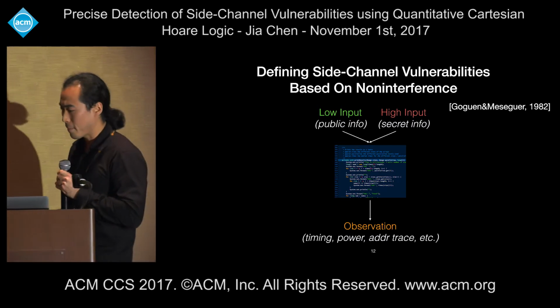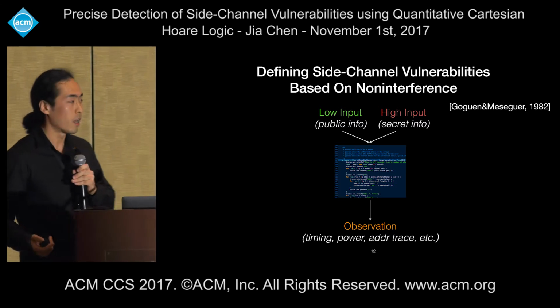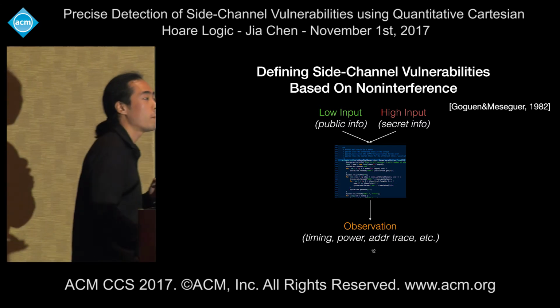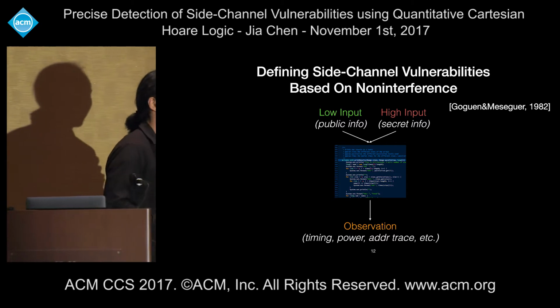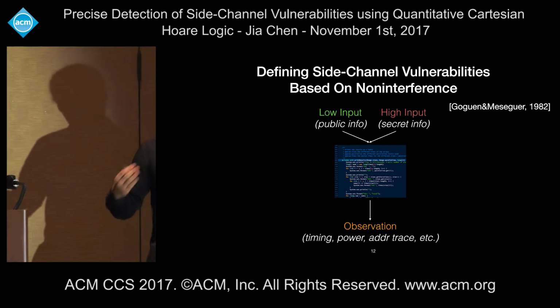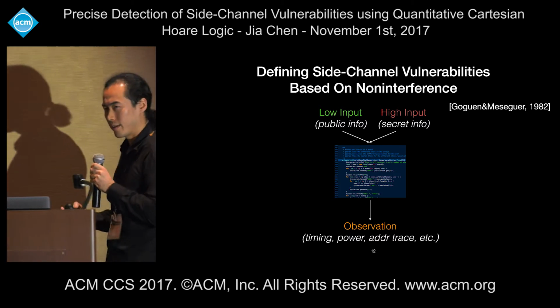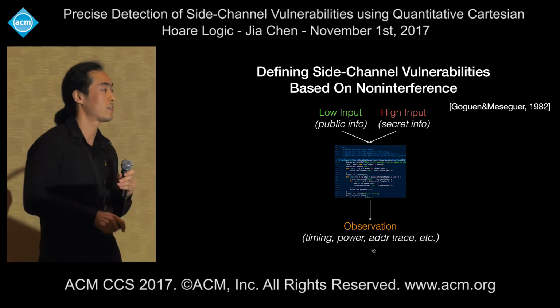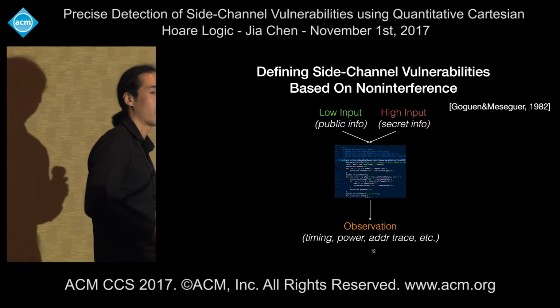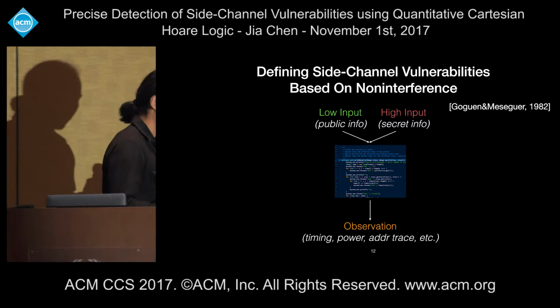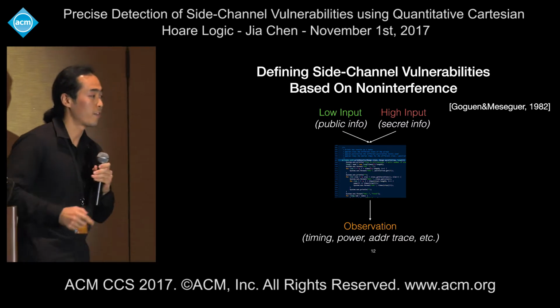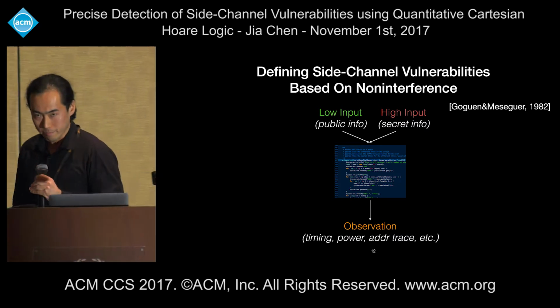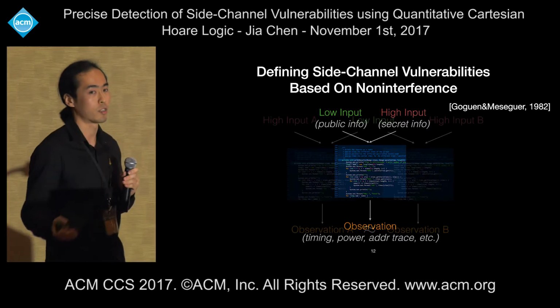Now, if we take this program and execute it twice by feeding it the same low input and different high input, we should be able to get two different observations. The reason why a program has a side channel vulnerability is because the attacker can learn something about the high input by relating the difference in observations to the difference of the high input. So if we want the program to be safe, we need the observations to be roughly the same as each other, regardless of how different the high inputs are.